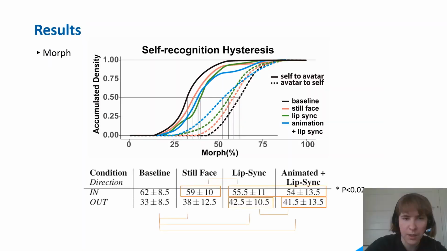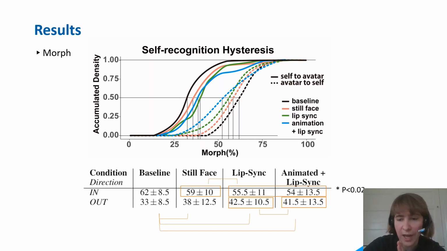And here are the results for the morphing task. The first thing that is clear from the results is that there is a hysteresis in self-recognition. Hysteresis is a very normal effect in material science. For example, when you change temperature from one direction to the other, the transition happens at different temperatures. Here it is similar. When you are moving from the self to the avatar, you press sooner, as in this is no longer me, than when you are moving from the avatar to the self. It will take you longer to press, oh, that looks like me.